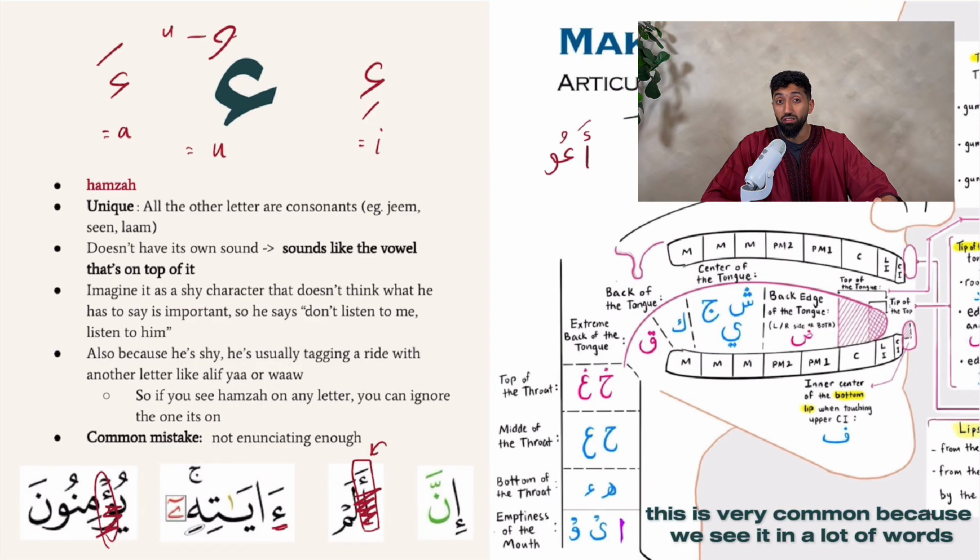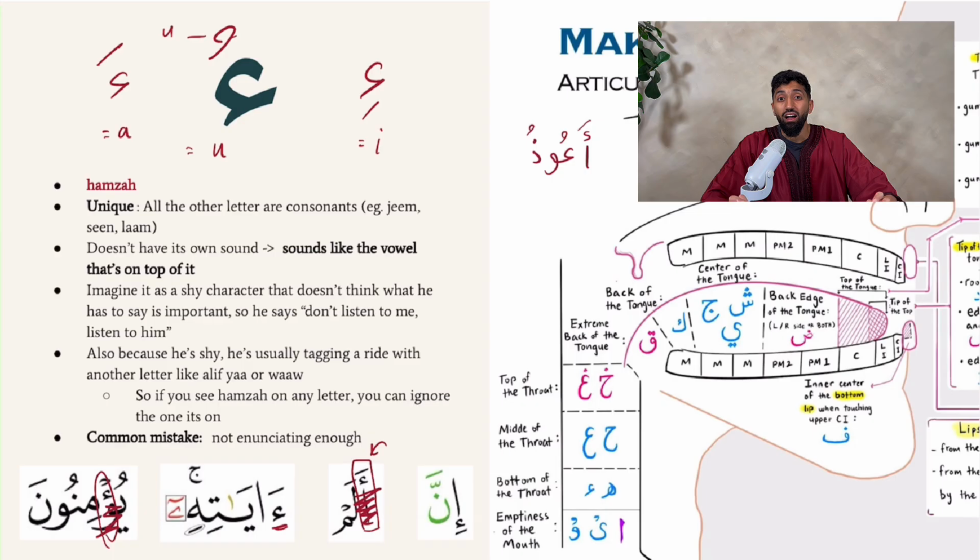This is very common because we see it in a lot of words. A'udhu billah. The first thing we say before we read Quran, a'udhu. We don't say a'u. That's making the Hamza fatha, but it's light. Like we said, light letters we smile, a'udhu. Same thing with Allahu Akbar. The lam in the name of Allah is heavy here, so we say Allah, but the Hamza is not heavy.